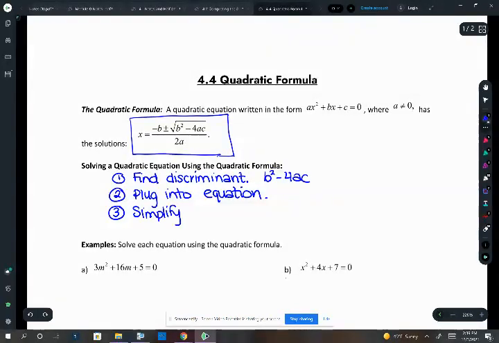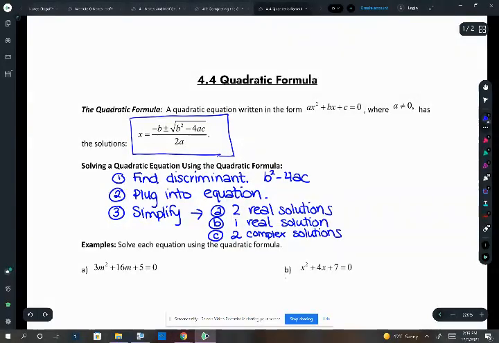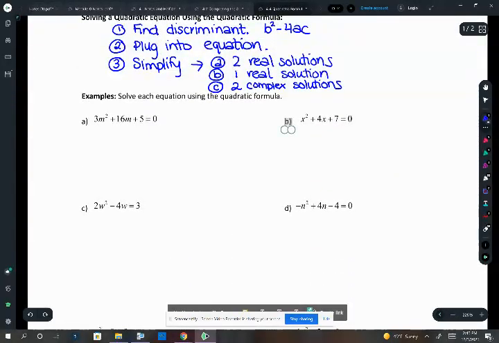And remember again that we can either get two real solutions, and that happens when our value underneath the radical is a real number. We could get one real solution, and that's if our discriminant, or the number under the radical, is a 0. Or we can get two complex solutions, and that's if the value underneath the radical is a negative. All right, and so we get that i involved. But again, the very first thing that we're going to do is find the discriminant.